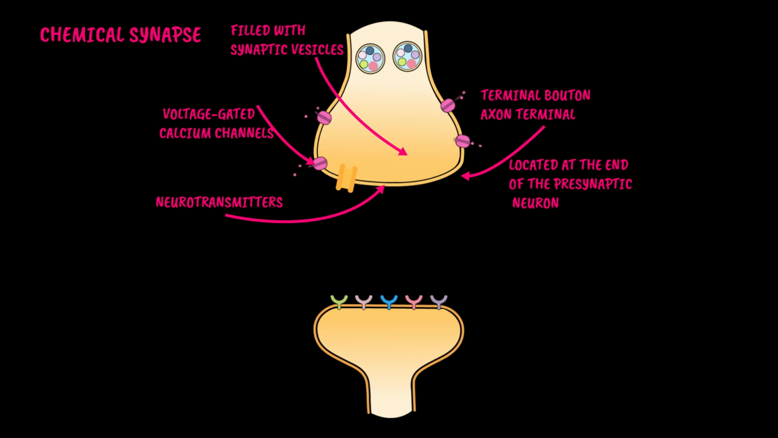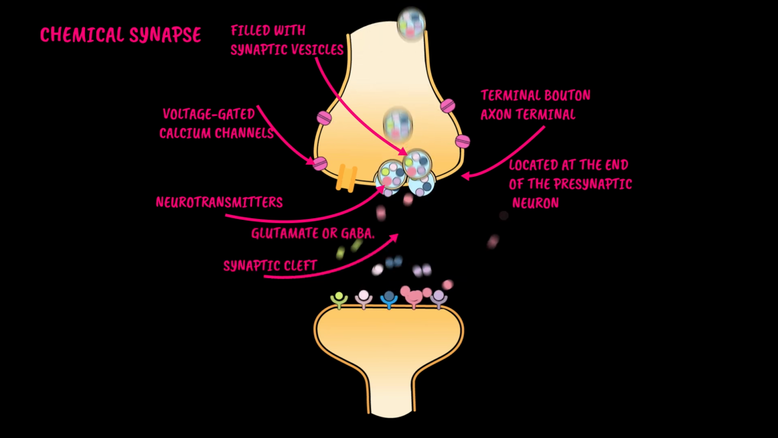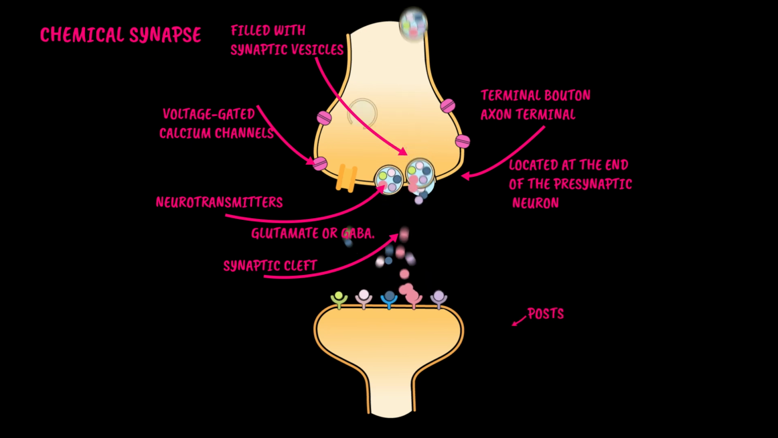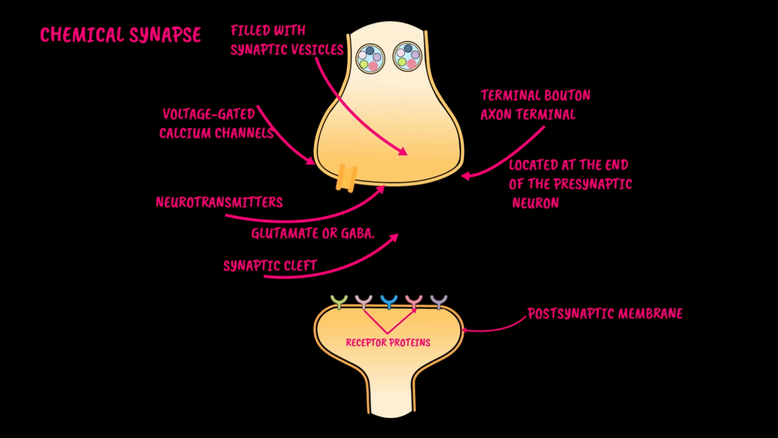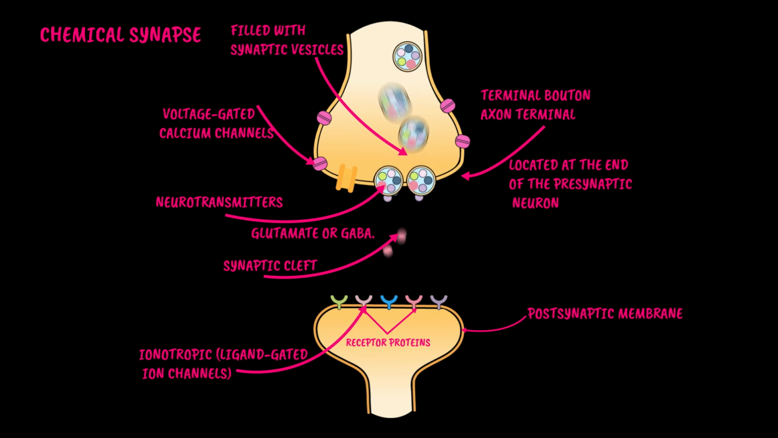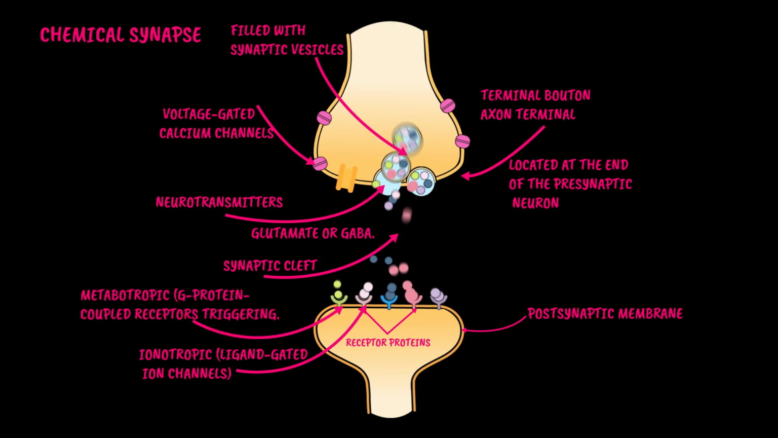Neurotransmitters, chemical messengers like glutamate or GABA. Synaptic cleft, a narrow space between the two cells. Postsynaptic membrane, lined with receptor proteins. These can be ionotropic, ligand-gated ion channels, or metabotropic, G-protein-coupled receptors triggering internal signaling.